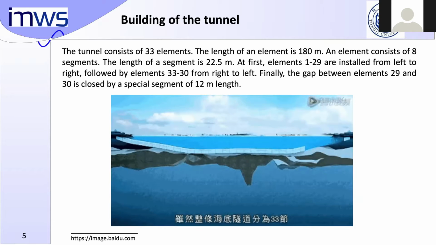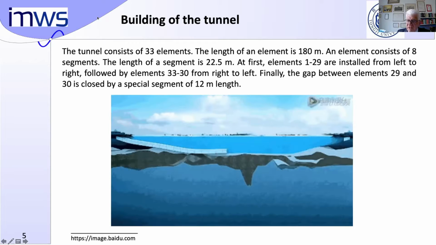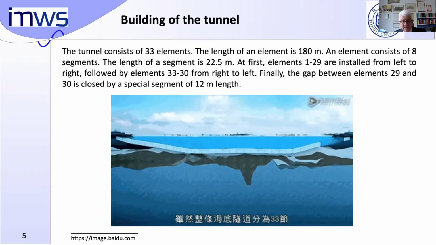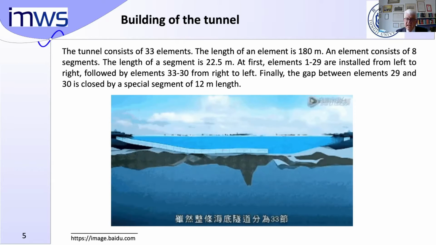The tunnel consists of 33 elements. The length of an element is about 180 meters. An element consists of 8 segments, hence the length of a segment is 22.5 meters. At first, the elements 1 to 29 are installed from the left to the right, and this is followed by the elements 33 to 30 from the right to the left. Finally, the gap between elements 29 and 30 is closed by a special segment of 12-meter length.